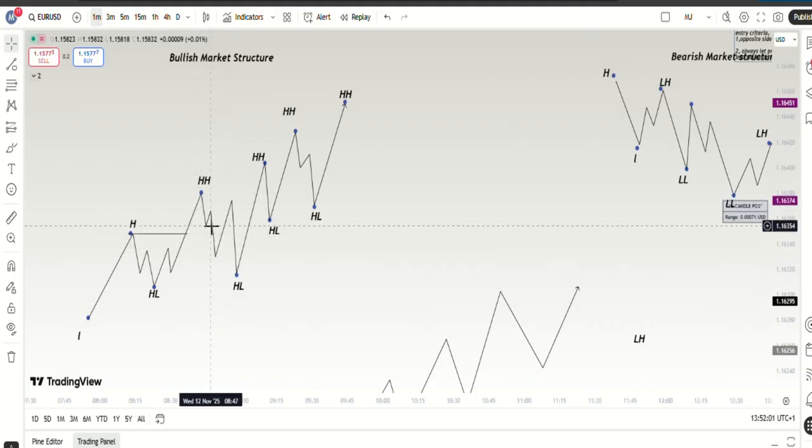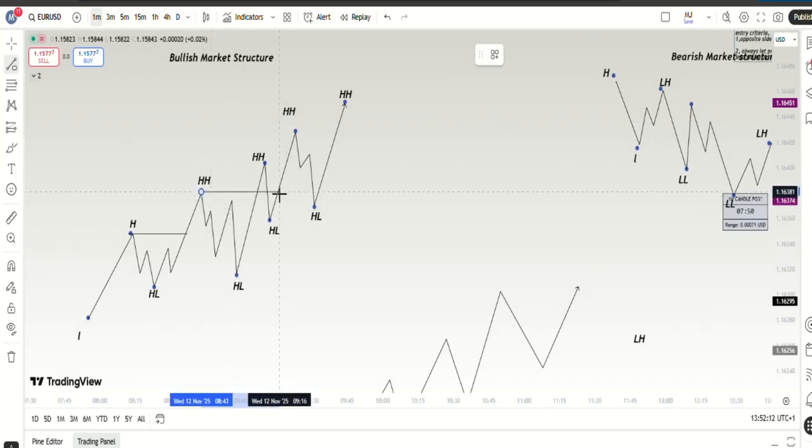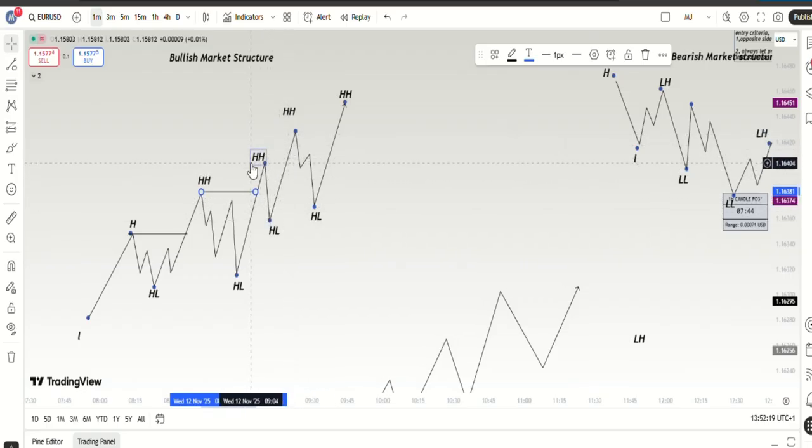Whatever is happening in between is an internal structure. So this is your true break of structure. Price came here and broke structure. We don't have any internal structure here.